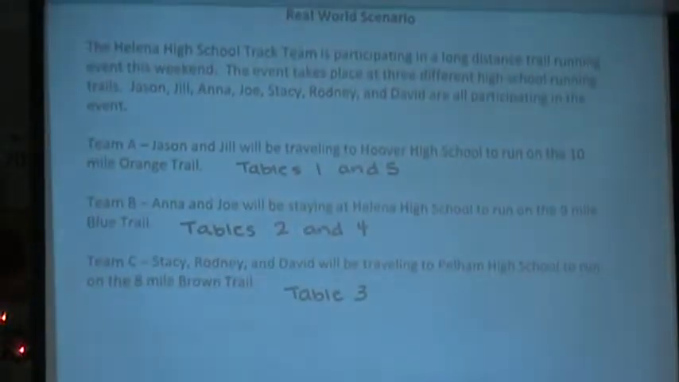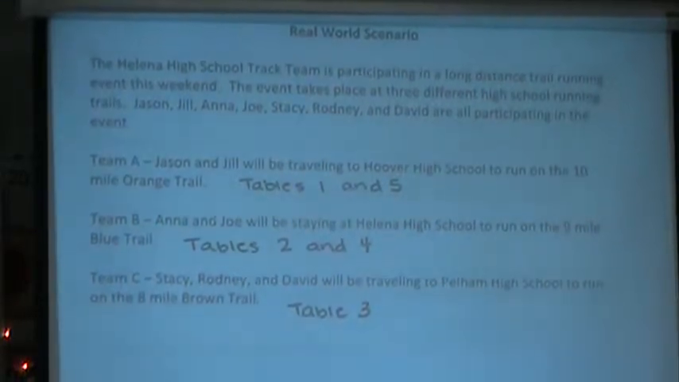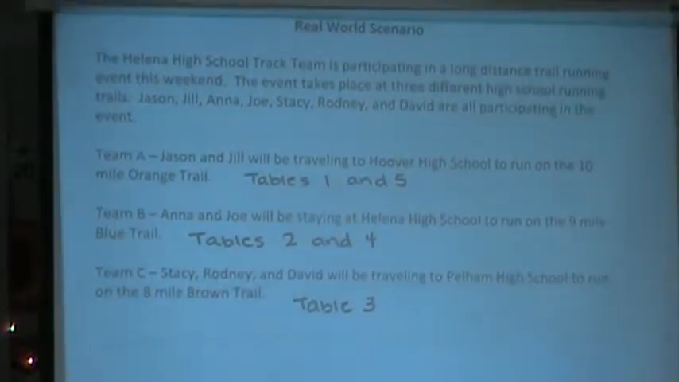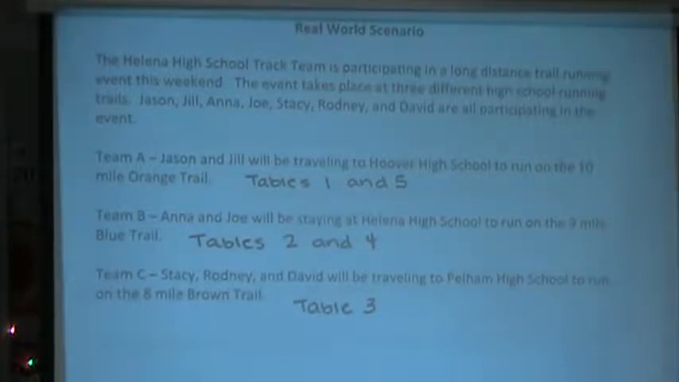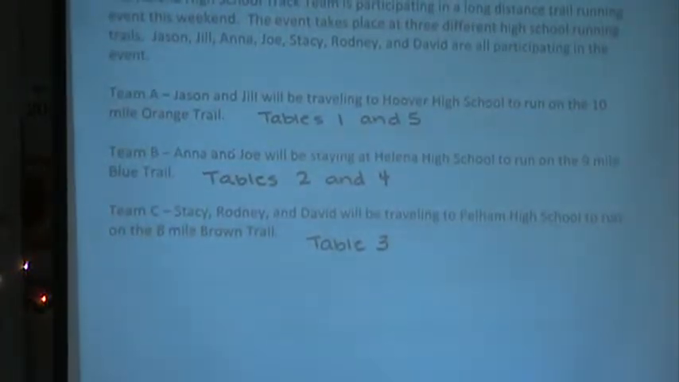Now, raise your hand if you're Team B. Table 2 and Table 4. Okay, y'all don't have far to go. Y'all are just going to Helena, okay? You are going to be following Anna and Joe and going to the Helena track that is 9 miles, and it's called the Blue Trail. Team C, where are you? Right here in the middle. You guys are going to be going to Pelham High School, and y'all are going to be watching Stacy, Rodney, and David. Y'all have an extra person. They're going on the Brown Trail.